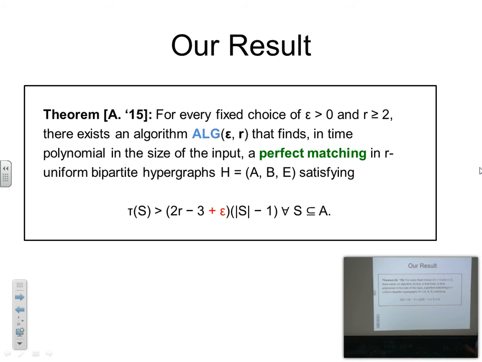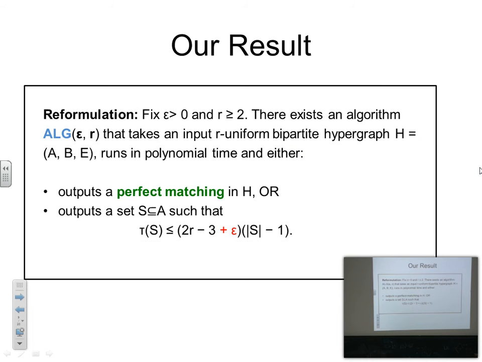Now, one thing is we don't know how to check Haxell's condition itself in polynomial time. So I thought I will just make a small reformulation of the result: the algorithm actually runs on any R-uniform bipartite hypergraph, and it does one of two things. Either it outputs a perfect matching, or if it cannot, it outputs a set that violates this hypothesis that we assume. Okay.